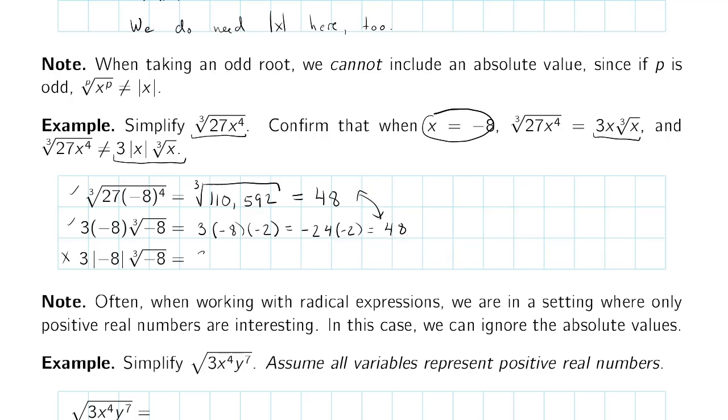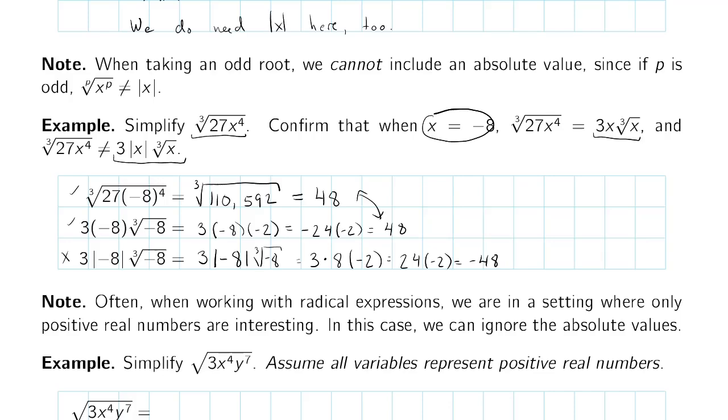On the other hand, if we take 3 times the absolute value of negative 8 times the third root of negative 8, well, that'll be 3 times positive 8 times negative 2. So that's 24 times negative 2, which is negative 48. We cannot just throw that absolute value in there. We have to know which circumstances require it, namely, when we took an even root of an even power.